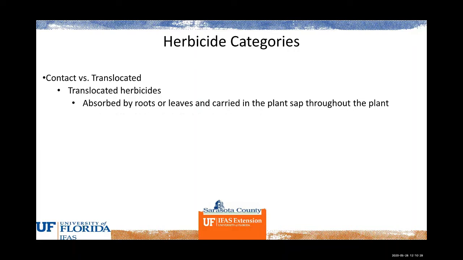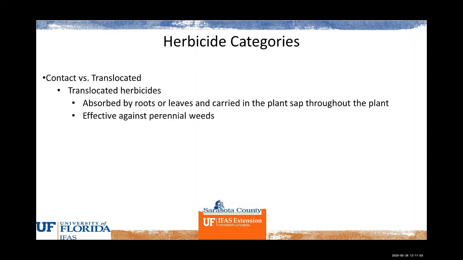And so your systemic or translocated herbicides are absorbed by the plant part that you apply the herbicide to, and then it's carried throughout the plant. So if you applied it to the leaves, the herbicide will get translocated to the roots. If you applied it to the roots, the herbicide will get translocated to the leaves. If you applied it to the stem, the herbicide will get translocated. And so we call it systemic because it goes through the entire plant system.